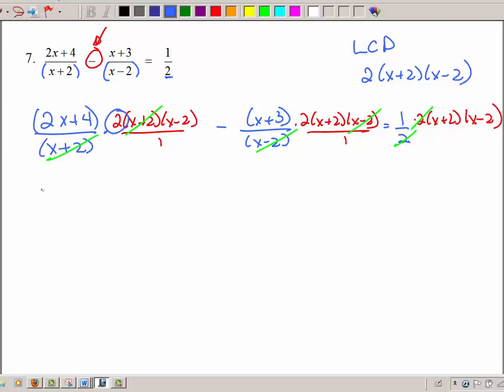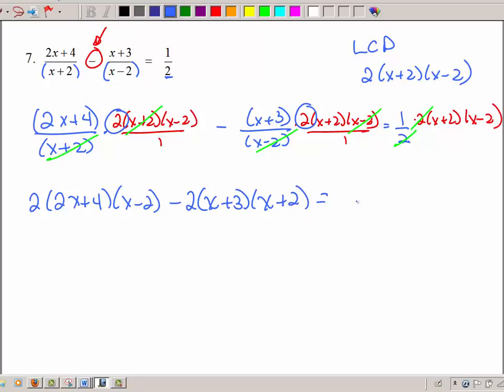All right, so I've got this 2, and I've got 2x plus 4, and an x minus 2. Here, don't leave out that negative. Let's see, I've got that 2. I'm going to put that in front just because it looks prettier, and I've got an x plus 3 and an x plus 2. And here the only thing that canceled out are the 2's, and I've got 1 times x plus 2 times x minus 2. That is a lot of foiling.